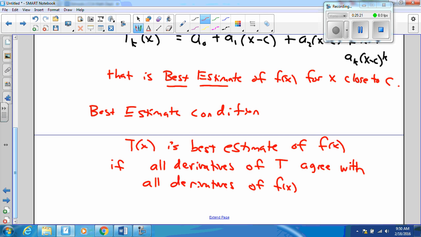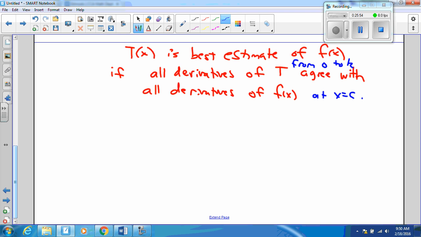T of x is going to be the best estimate of f if all of the derivatives of T, from 0 to k, agree with all of the derivatives of f of x from 0 to k, and here it is, at x equals c. So the idea is that we're going to create a polynomial that right at the center c incorporates as much information about f as it possibly can. So not only is the point correct, that's f of c, not only is the slope correct, that's f prime of c, but the concavity will be correct also, f double prime of c. And whatever name you want to put to the third derivative will be correct, and the fourth and fifth, and so on.